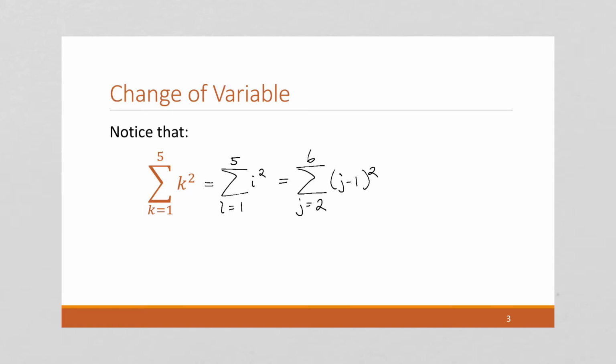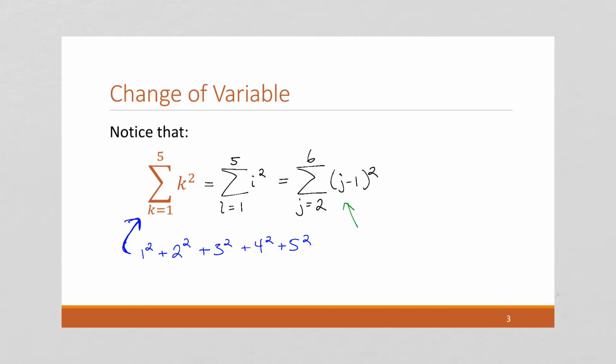Well, I'm going to write this first one out, and we're going to get k squared, starting at 1, is going to be 1 squared plus 2 squared plus 3 squared plus 4 squared plus 5 squared, right? That is this summation right here. Now I'm going to write out this summation.